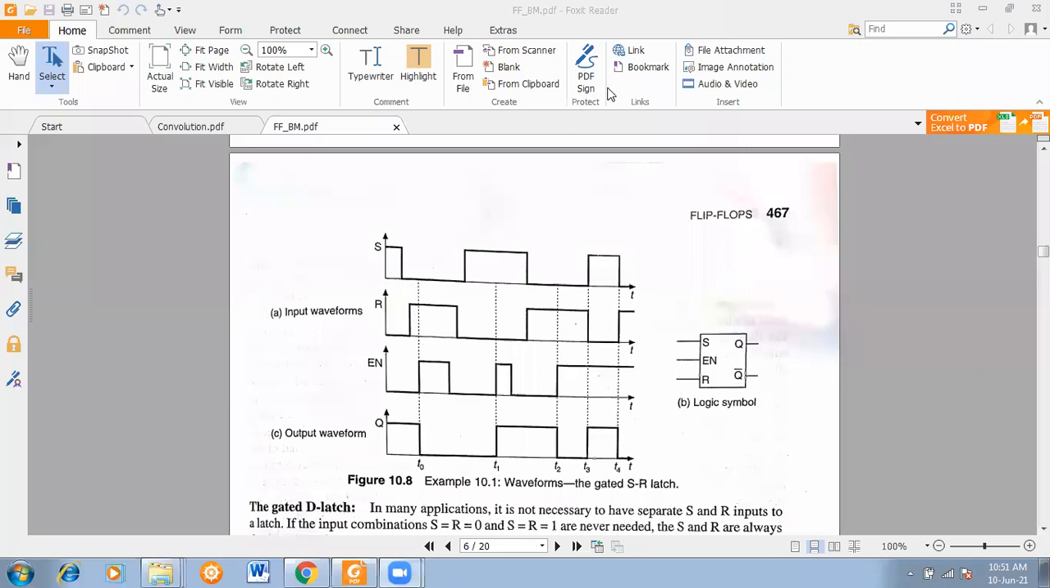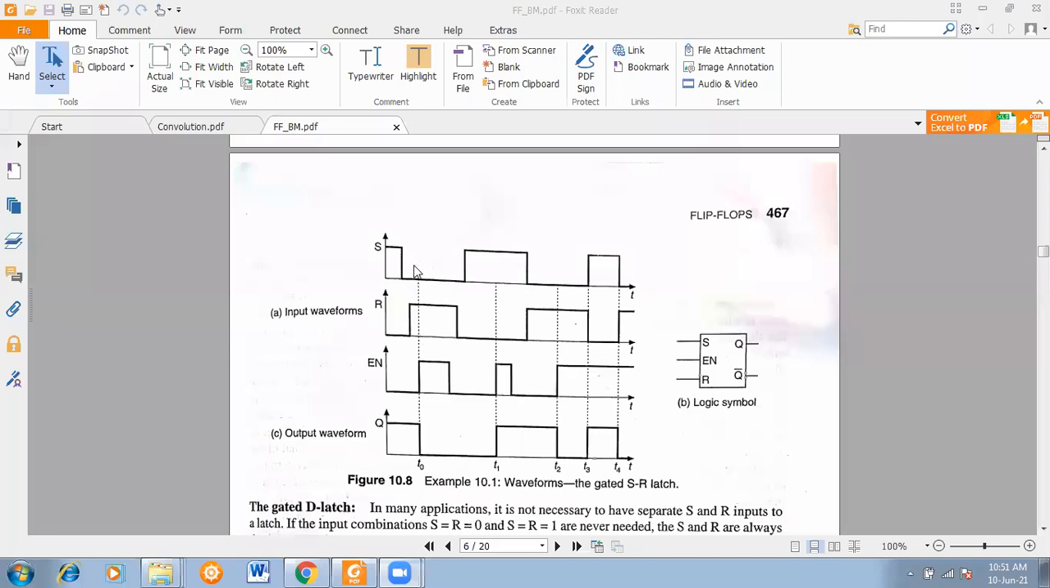If the clock input is grounded, that means irrespective of the condition of the input, the output will never change. It will continue its previous state. So we'll find out the conditions where the clock is present, then we'll see how the outputs change.